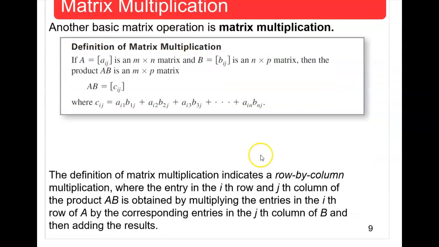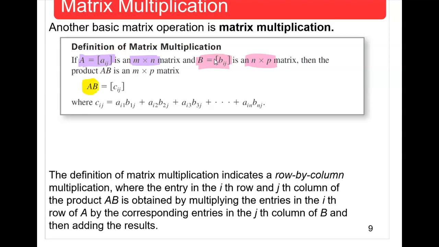We're going to move on to matrix multiplication. And what we have here is the way that we have it defined. If we have two matrices A and B, and here matrix A is of the order m times n, m number of rows, n number of columns, and then we have matrix B, which is n by p, we're going to find the product of multiplying A times B.